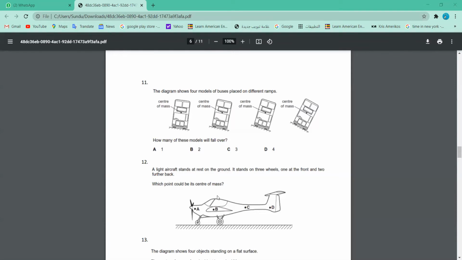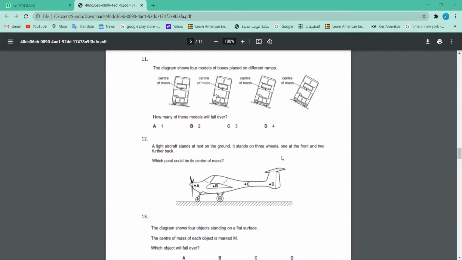Muaz? Yes, Abdul Wadud? Ma'am, it will be option D. Okay, explain. Because the center of mass is tilted and the bus will fall over. The center of mass is tilted.